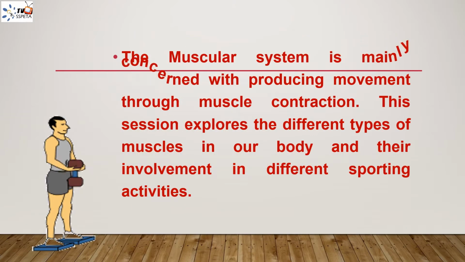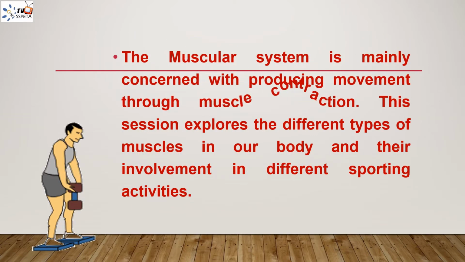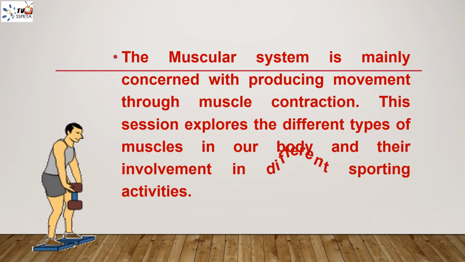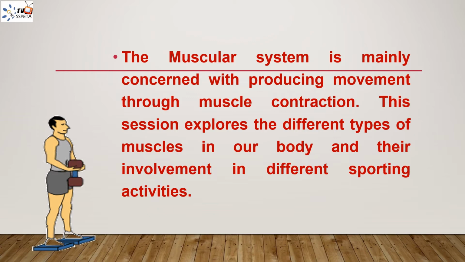So the muscular system is mainly concerned with producing movement through muscle contraction. This session explores the different types of muscles in our body and their involvement in different sporting activities.